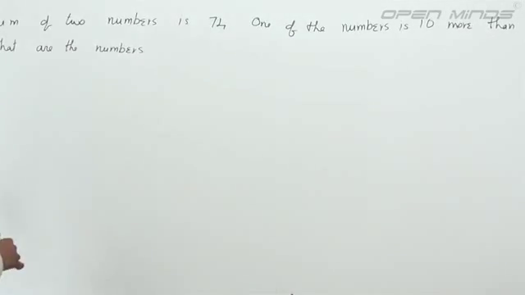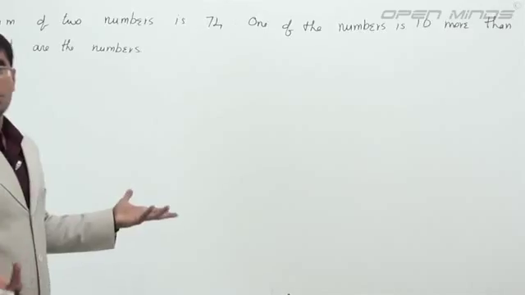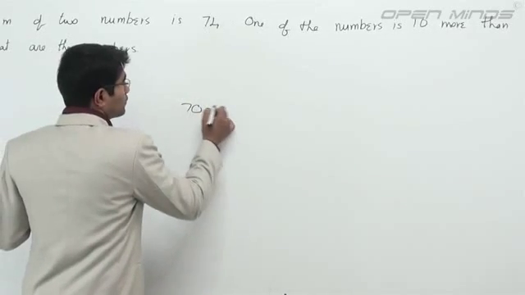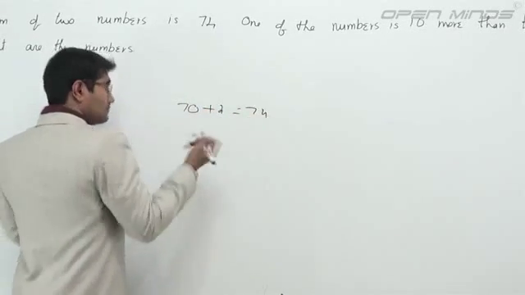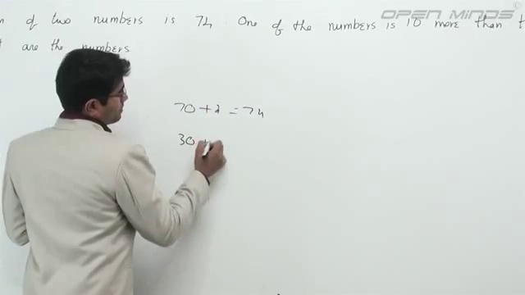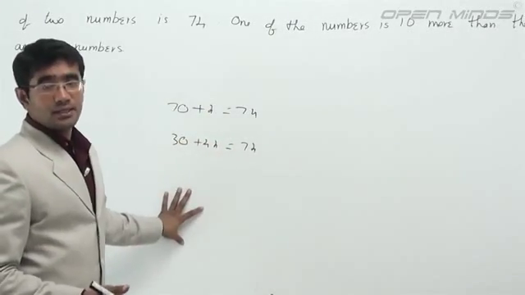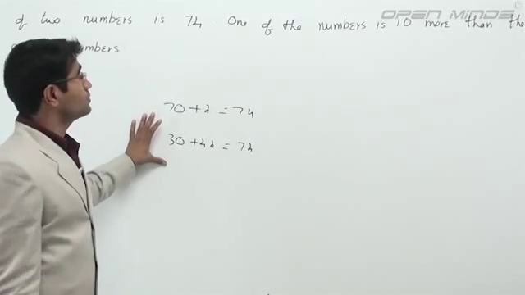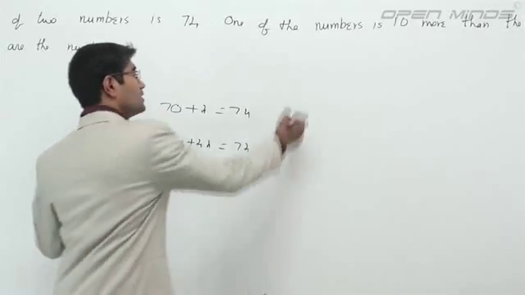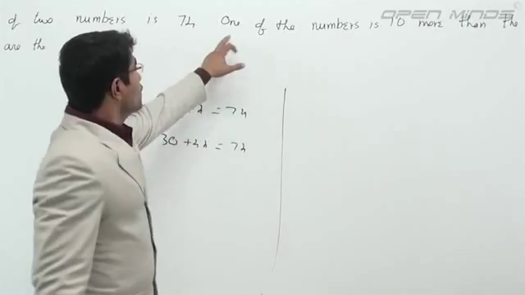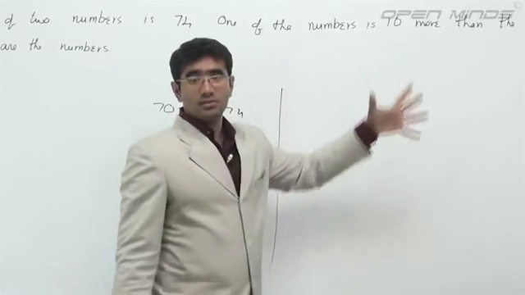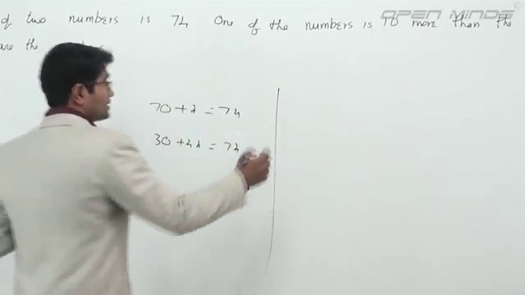So it says the sum of two numbers is 74. I don't know the numbers, right? It can be 70 plus 4 is 74. It can be 30 plus 44 is 74. I don't know these two numbers, so what numbers will I take? He says there is some connection between the two numbers: one of the numbers is 10 more than the other number.